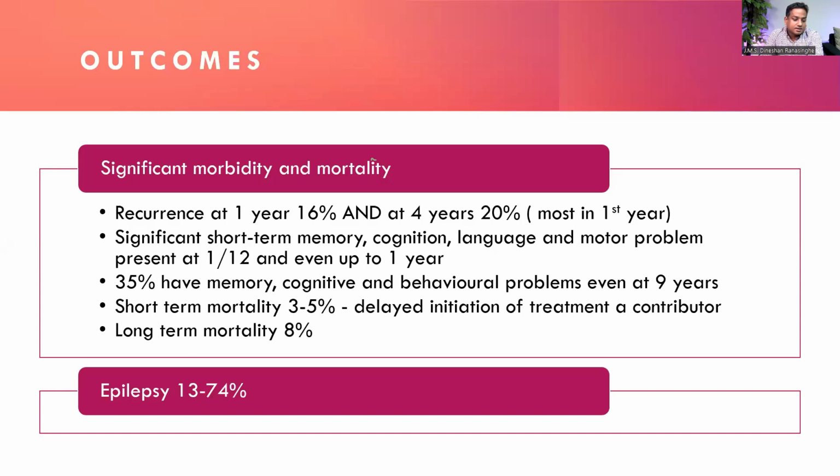Definitely, a child who has a prolonged seizure going on to a status epilepticus, nobody denies the fact that it will cause significant morbidity and mortality. So you have a recurrence at 60% at 1 year. At 4 years, 20% will get seizures. There are significant short-term memory problems, language problems, motor problems, issues with learning, which is the most important thing for parents and the child. And 13 to 74% go on to have epilepsy. So there's no denying the fact that prolonged seizures, status epilepticus, if you don't manage properly, ends up with severe problems to the child.